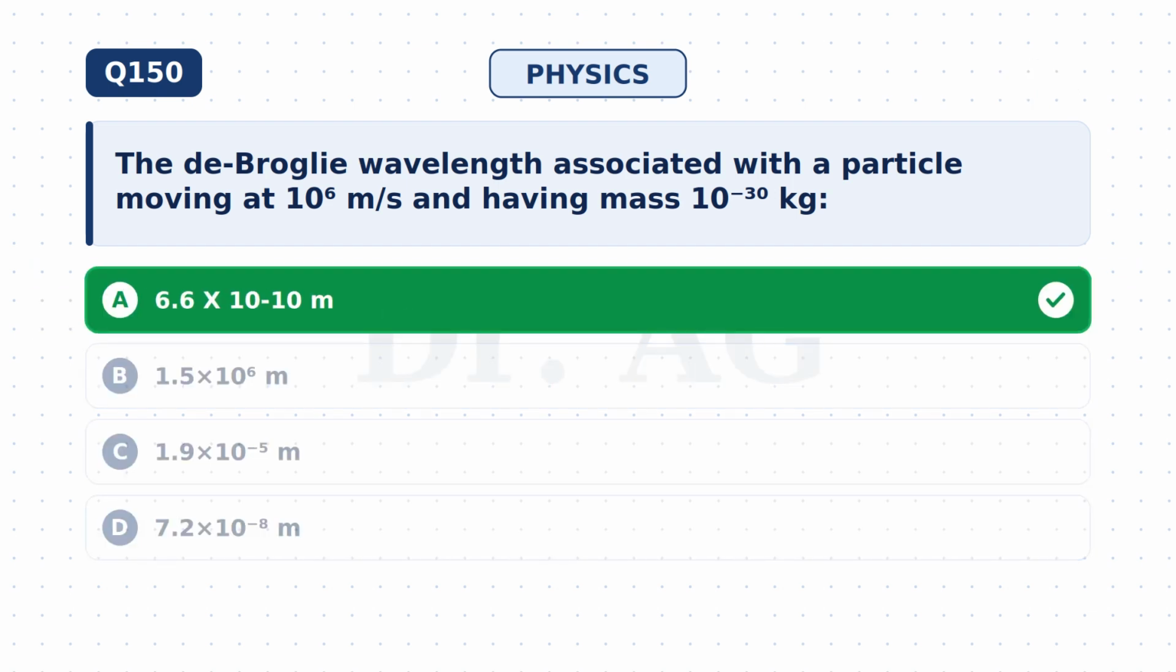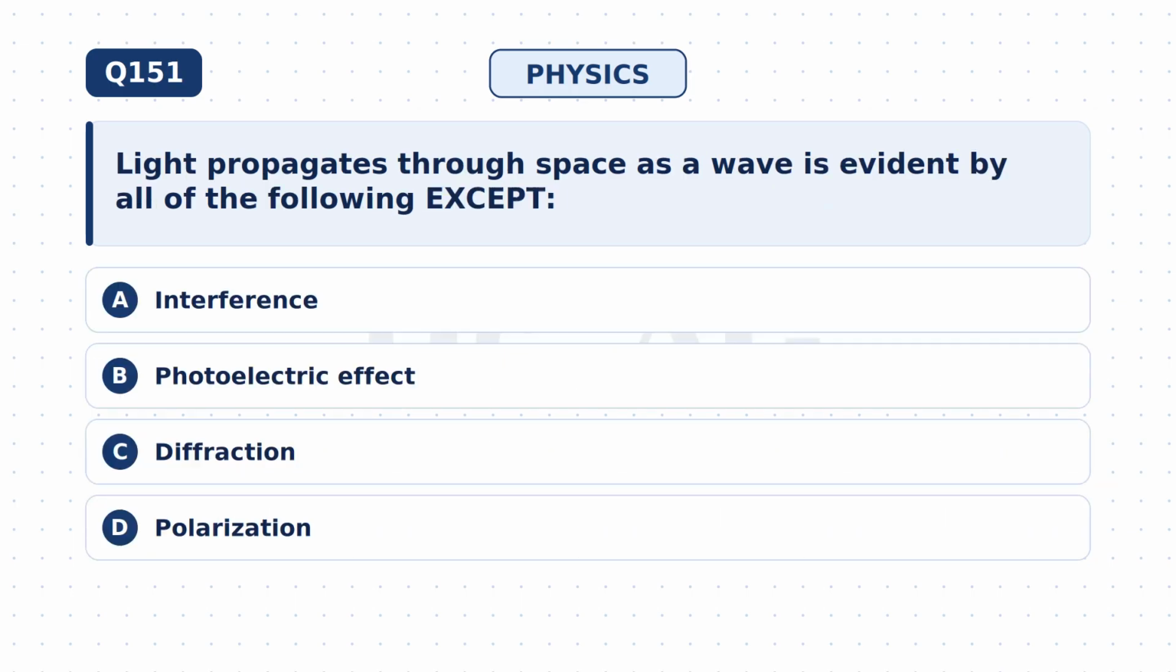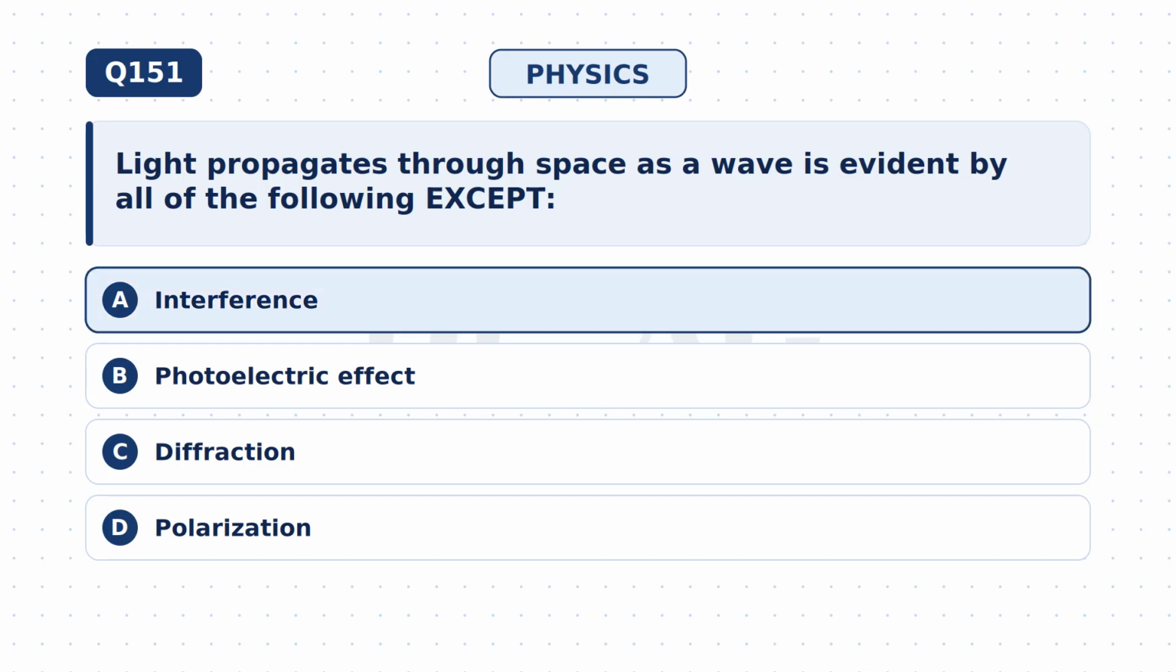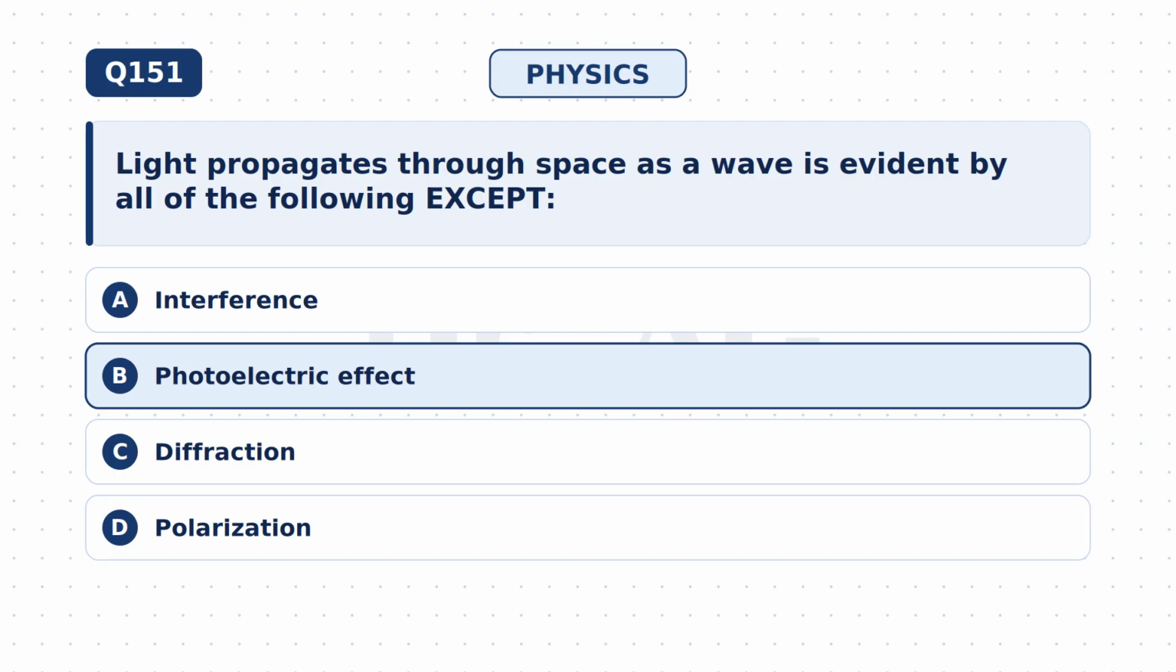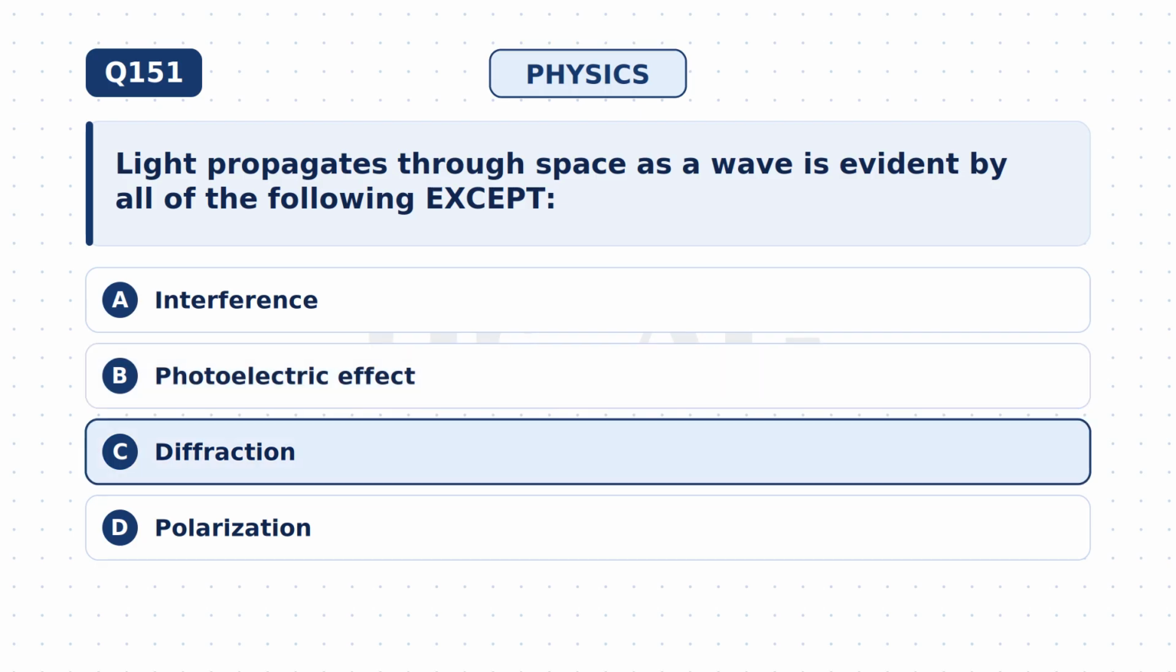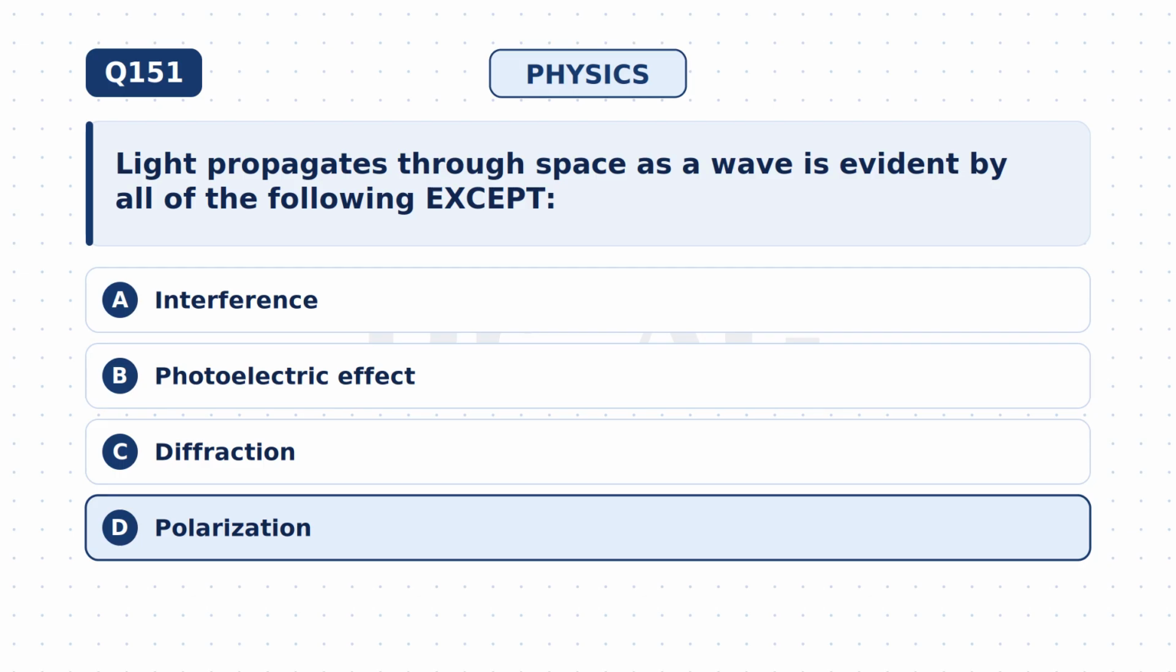The correct answer is A, 6.6 × 10^-10 meters. Question 151. Light propagates through space as a wave is evident by all of the following except option A, interference. Option B, photoelectric effect. Option C, diffraction. Option D, polarization.